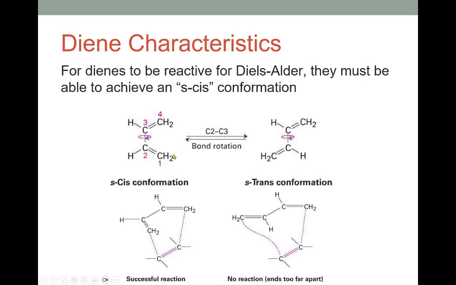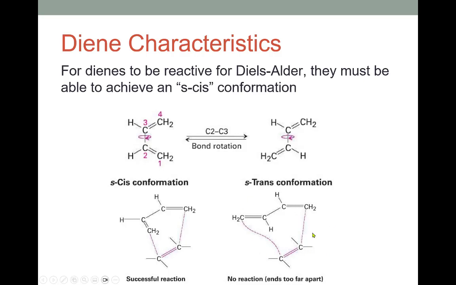However, we need to be able to form this sort of C shape here in order to have the right geometry to form that ring. So in a small, simple diene like this one, of course, the C2-C3 bond can rotate to give us this sort of S-trans configuration, S for sigma bond. This sort of trans configuration would not be reactive in a Diels-Alder reaction. However, since it can easily rotate back into the S-cis configuration, this molecule would work. And we're seeing down here below why that's true.